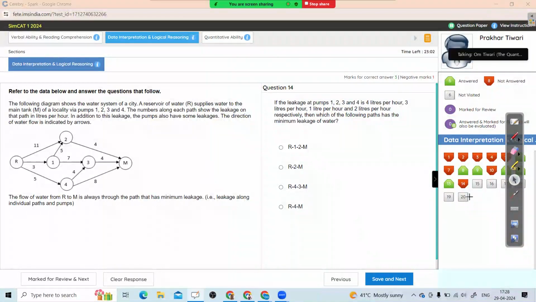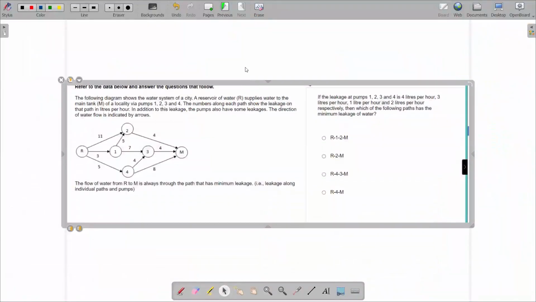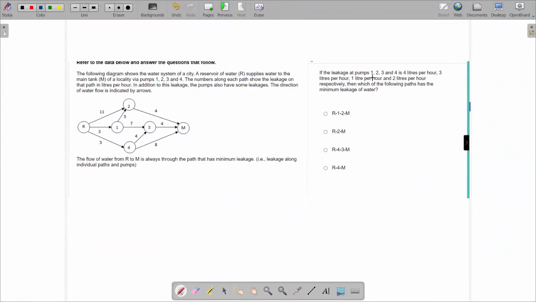Yeah, this one, question number 14. Okay, this is a good one. Let's see. Add to new page. So if the leakage at pump 1, 2, 3, 4 is 4, 3, 1, 2. So here 4, here 3, on this 1 and on this 2. The question is, which of the following paths has the minimum leakage? Okay, so R12M means this path. So this is how much? 11, 11, 3, 4, 4, 3, 7, 11, 11, 7, 18. R2M. Oh, sorry, this is R2M, my bad.